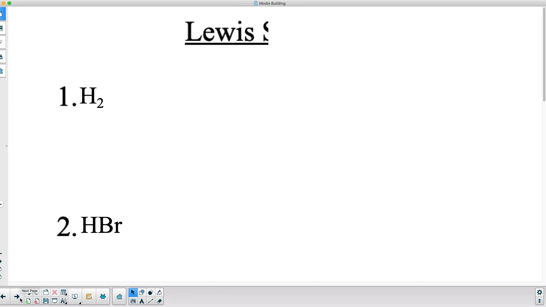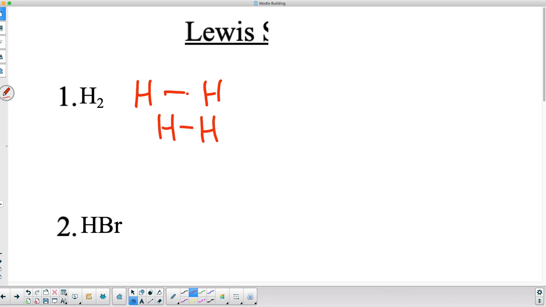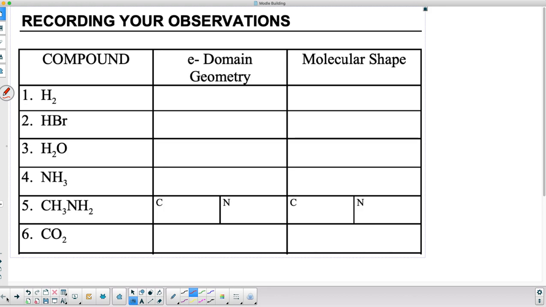H2 couldn't be easier. We know that when we do this, we have one H here, we have one H here. These two are going to connect. That means I have this. When you have two or three in line, that's always going to be linear. So when I go back to doing this, it's going to be linear, and there are no non-bonding pairs for this, so it's going to be linear again. When you have only two, like HBr or H2, then of course it's going to be linear.